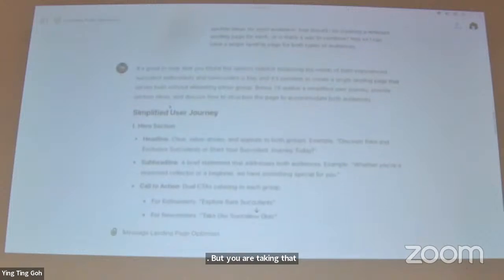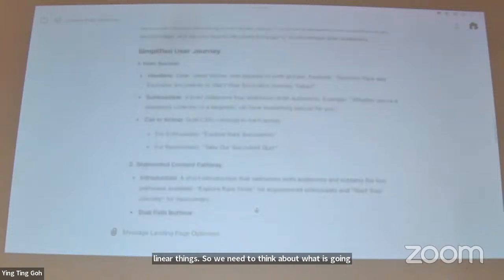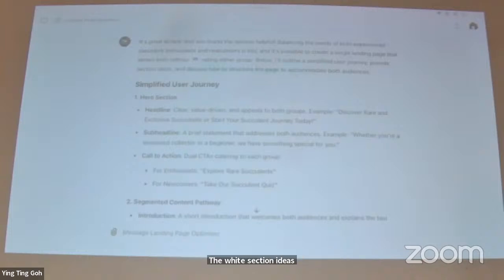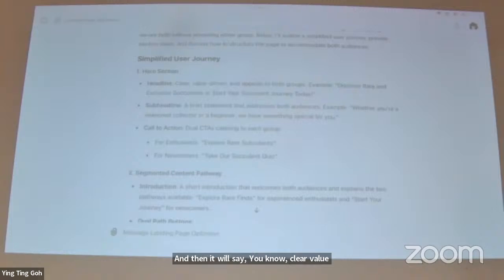So then here, it's already giving me a user journey and different sections. We just spoke about ideas and different sections, but now, because landing pages are linear, we need to think about what is going to be the most important thing on top. So here it's giving me a user journey, section ideas, and a structure to accommodate both audiences, which was my ask. And then it says hero: clear, value-driven, appeals to both groups.